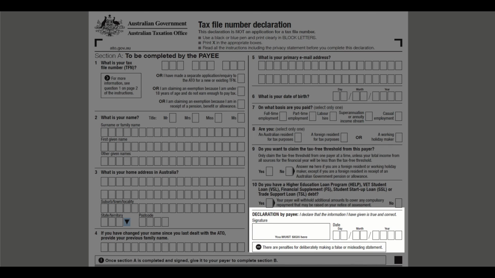Now, after you've answered question 10, sign the declaration and return it to your employer to finalise and update how much you should be paid.